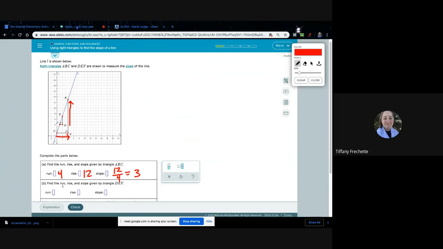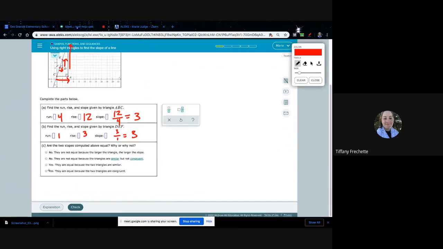Now we're going to find the run, the rise and the slope for triangle DEF. For DE, I want the run, so I'm not going to draw this, but I guess I can go like that. It's a very small arrow. So we have 1, and then for going up, we have 1, 2, 3. So rise over run. Well, 3 divided by 1, or anything divided by 1, is itself.